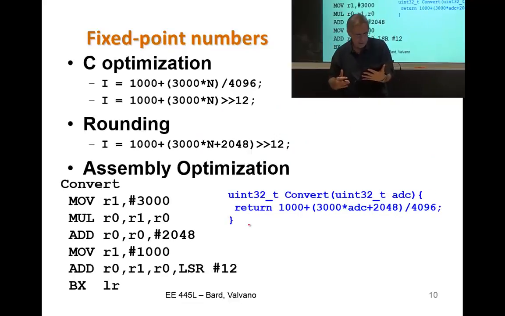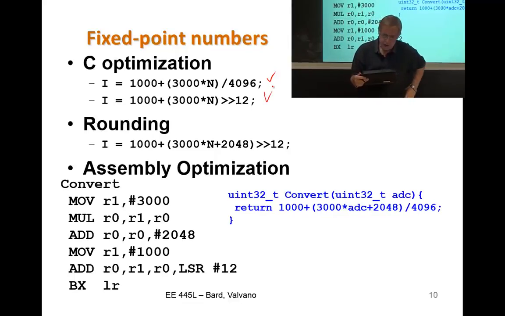Here's where I'm going to show you where the magic happened. Okay. So again, these are the same sort of equations here and there, and you go, hey John, which is better? Should I divide by 4,096 or should I shift it right by 12?